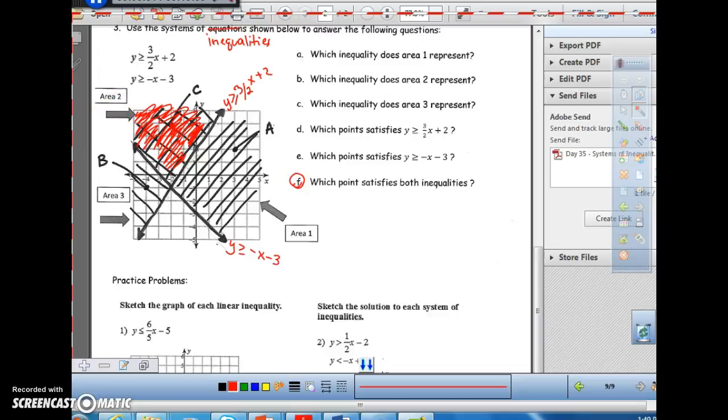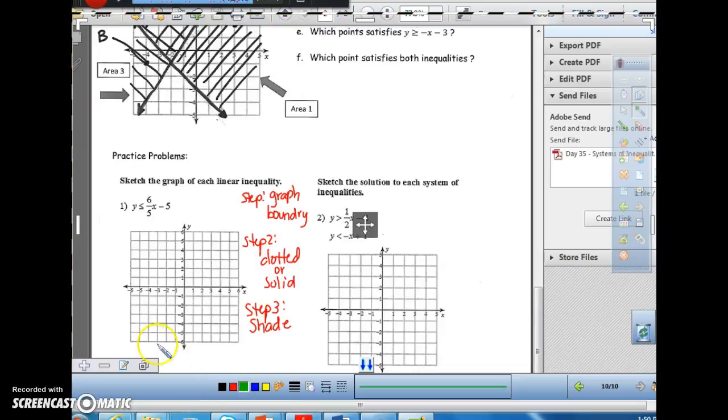All right, let's do a couple down here below. Step 1 is to graph the boundary. So our y-intercept is at -5. Our slope is 6/5. So from this point, I'm going to go up 6, 1, 2, 3, 4, 5, 6, and right 5, 1, 2, 3, right here. And then I can draw a line. And we need to decide if it's dotted or solid. We look to see it has an equal sign underneath, so it is a solid line.